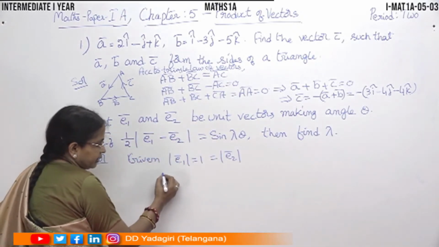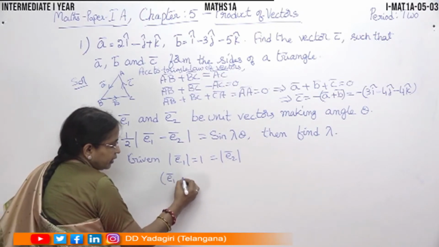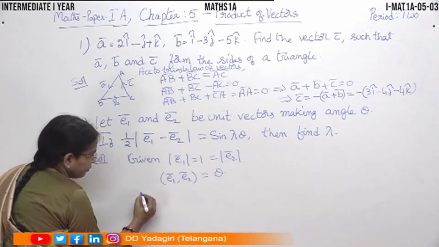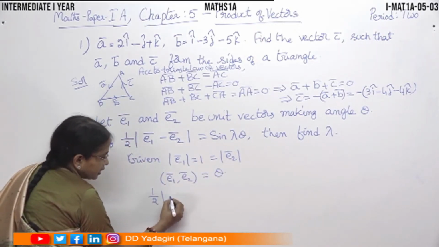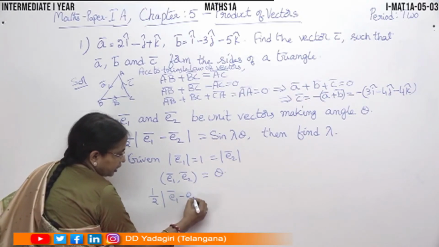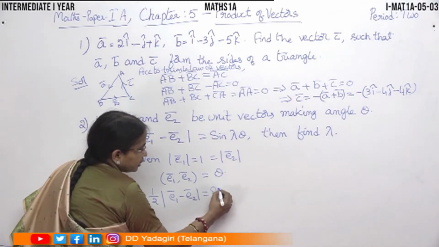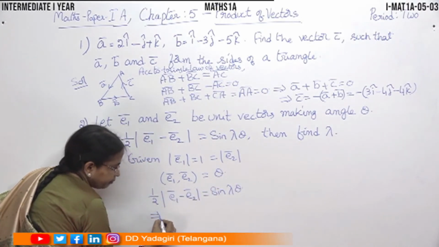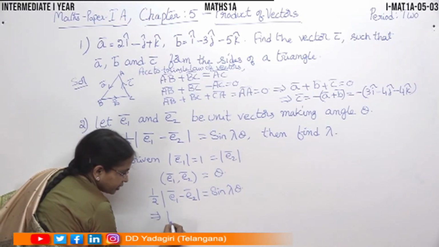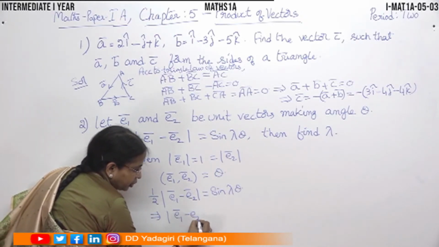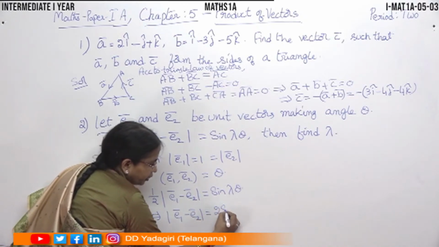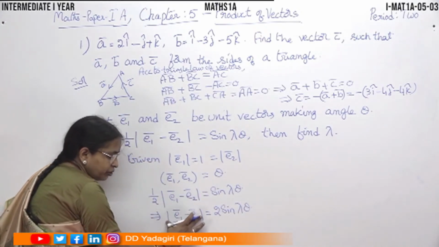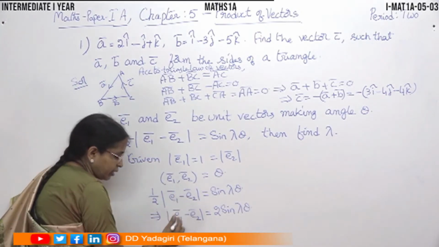And the angle between E1 and E2 is theta. Now you are also given half into modulus of E1 minus E2 is equal to sine of lambda theta. Now take 2 to that side. We will simplify this. So it is mod of E1 minus E2 is equal to 2 into sine of lambda theta. Then whenever you have modulus, as I said, you should square on both sides.